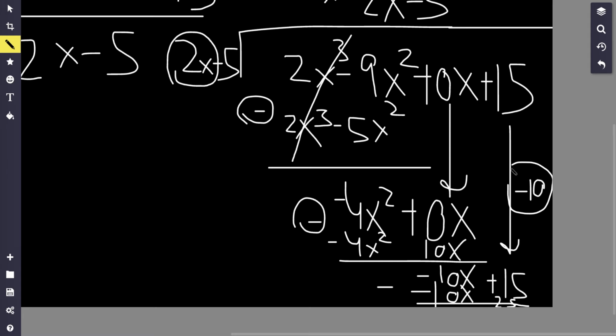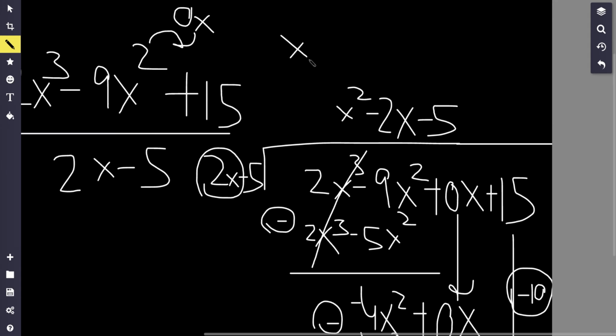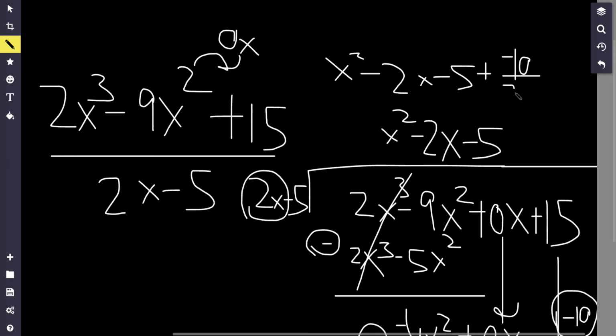And if we're just left with a number without any x's, that's our remainder. So our final answer is x squared minus 2x minus 5. And then once again, to do the remainder, you create a fraction. The remainder goes on top. The thing you're dividing by, in this case 2x minus 5, goes on the bottom. And that's our answer.